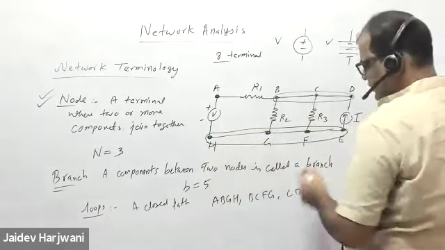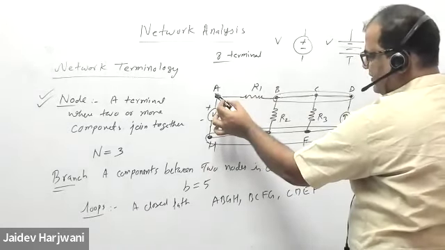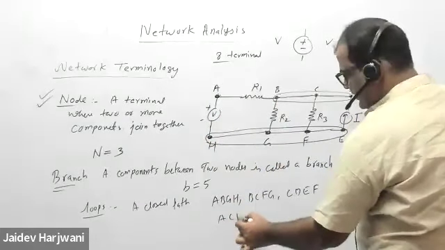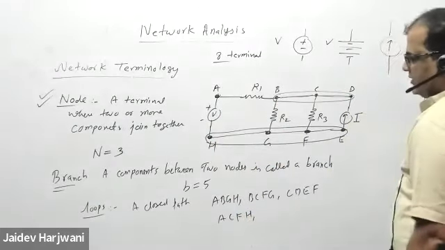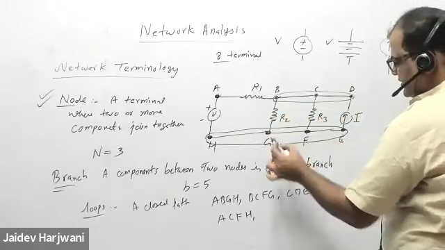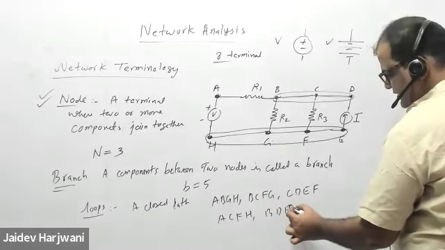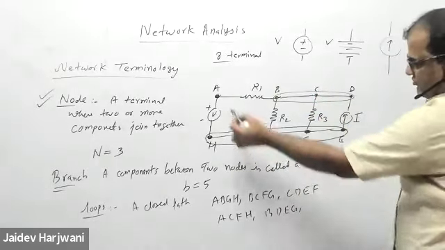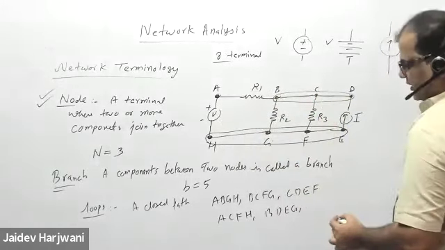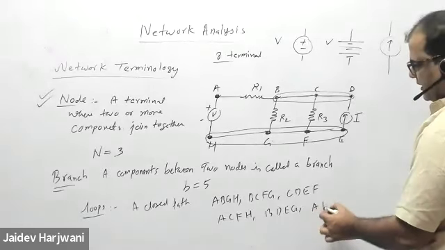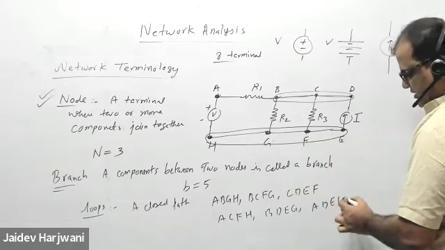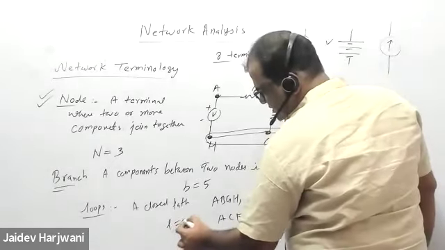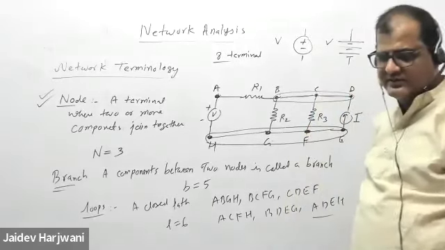Okay, and then you have A. If I can go directly from here to here to here, I can say A, C, F, H is a closed path. Similarly, I can say B, D, E, G is a closed path. And I can take a bigger, larger loop which encloses all other loops, which is A, D, E, H. So these are our 6 loops. So L is 6 in this given example.